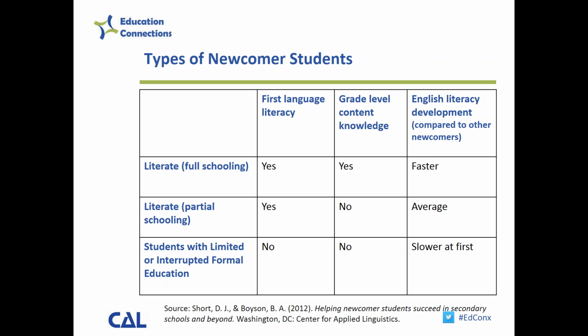Let's look first at the literate students who have had full schooling in their country. This means that they have first language literacy. They also have grade level content knowledge, and their English literacy development will be faster compared to other newcomers, perhaps in your classroom. The second category are the literate students who have partial or possibly interrupted schooling. They too have first language literacy, but they do not have grade level content knowledge, and their English literacy development is average compared to the other newcomers. And finally, the students with limited or interrupted formal education come to your classroom with no first language literacy, no grade level content knowledge, and their English literacy development will be slower at first.